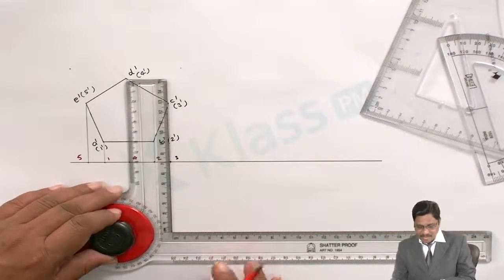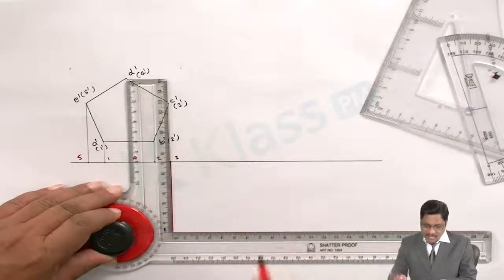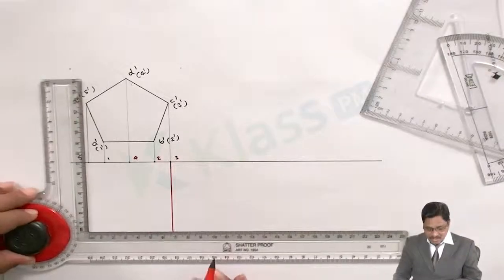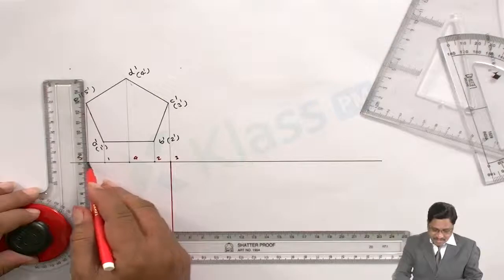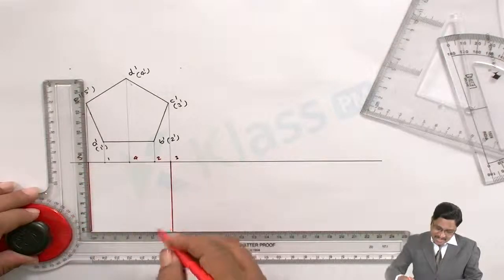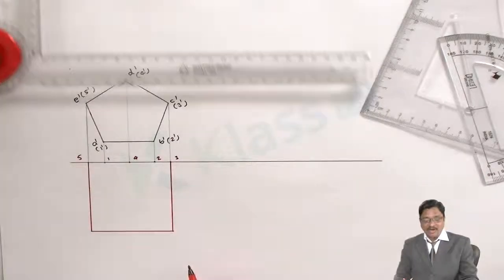Let me first finish the outer part. Because the outer boundaries are clearly visible, I will finish the outer edges first. But in this you also have to identify which are the invisible points. So for that, let me identify the outer edges.